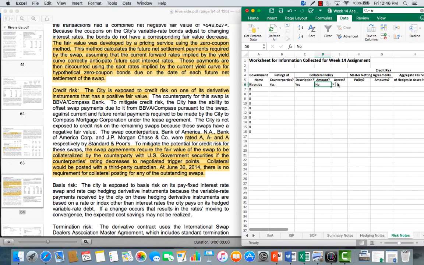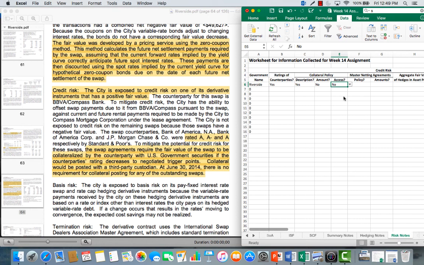And then this one, do they disclose what access the government has to that collateral? I would say they don't. They say here that it's posted with a third-party custodian, so you might be able to infer something from that. But they don't really come right out and say what kind of access they have to the collateral once it's been posted.